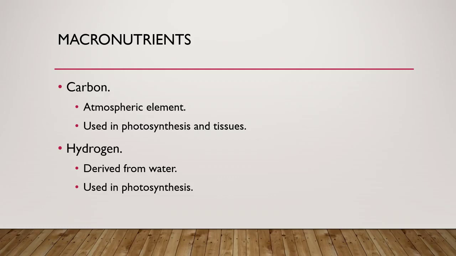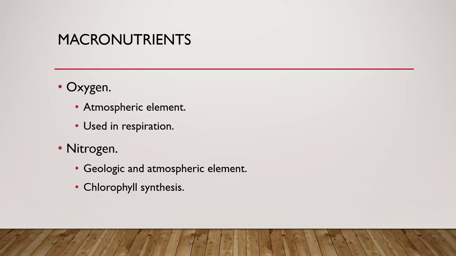So of the macronutrients, we've got carbon, an atmospheric element. It's used in photosynthesis in tissues. Hydrogen is derived from water. It's used in photosynthesis. Oxygen is an atmospheric element used in respiration. Nitrogen is a geologic and atmospheric element important for chlorophyll synthesis. This is one of our primary macronutrients.